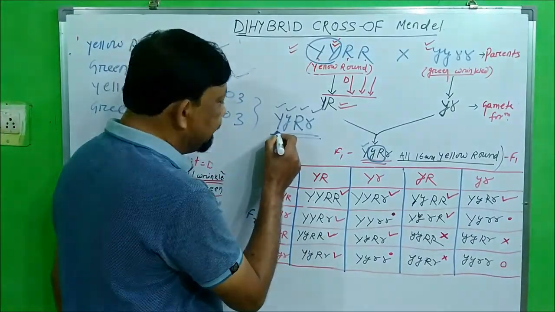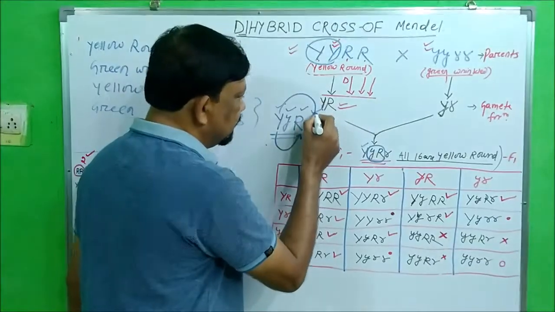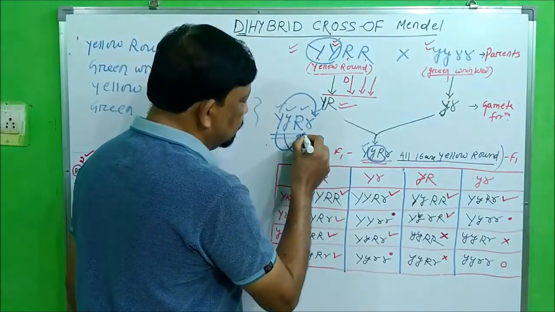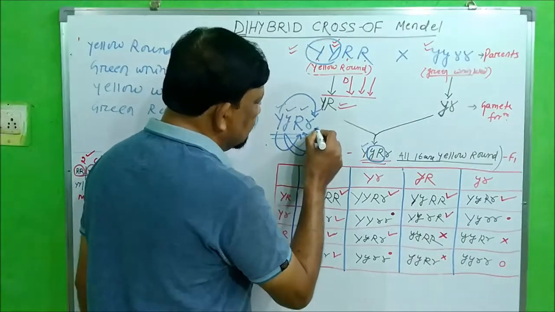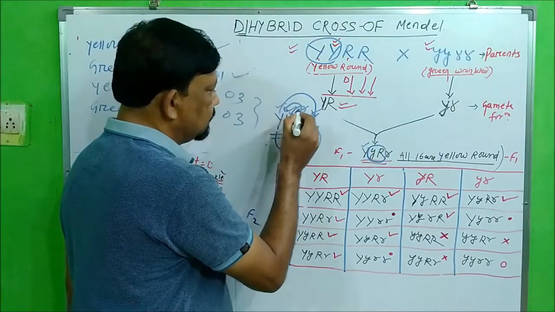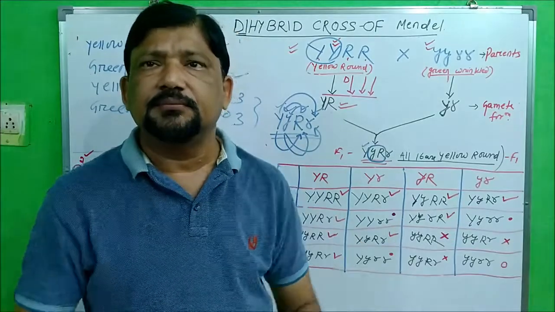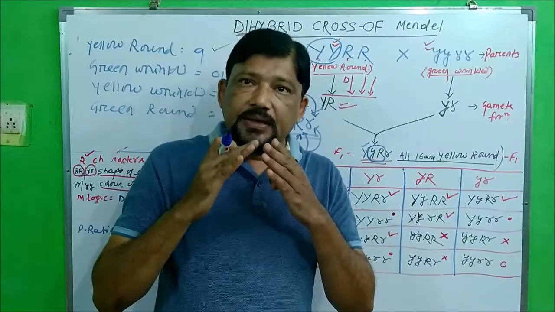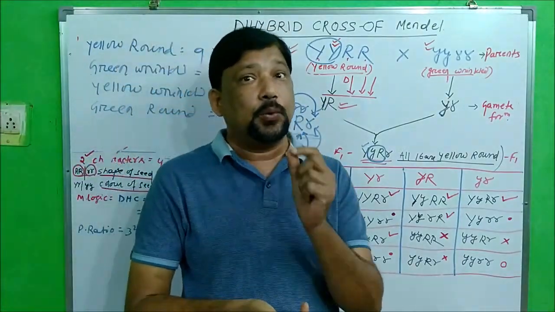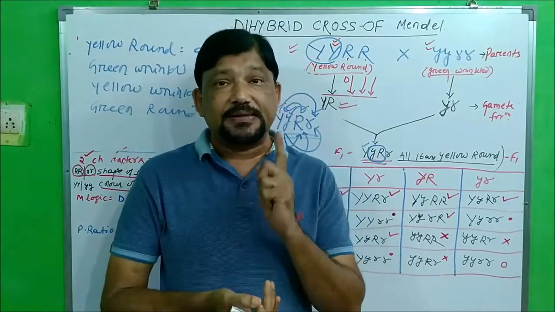So this Y is independent enough to go with R as well as with small r. Also this Y has full freedom to go with this R or with this R. The same is true for this R and Y. So like this, all these four factors have full freedom to separate or assort from each other. If they separate from their own character pair, it is called segregation. They follow the law of segregation.